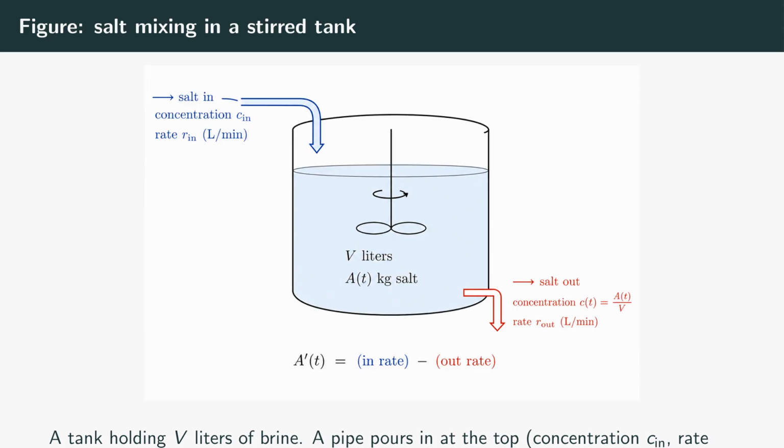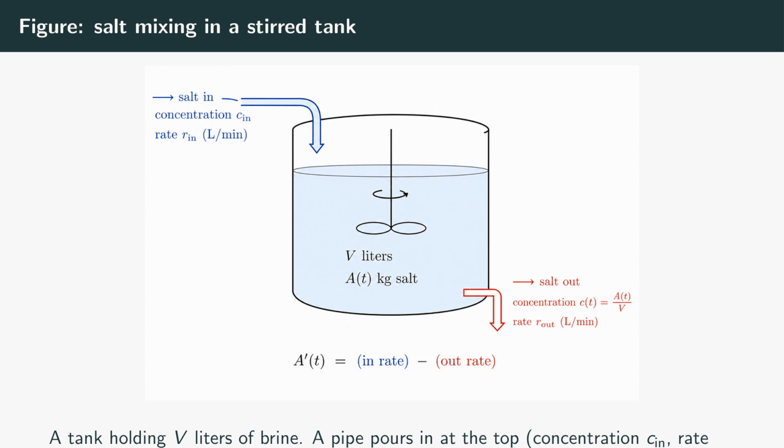Now the application that made this method famous, a mixing tank. Picture a tank holding some volume of salt water, brine. A pipe at the top pours in fresh solution at a known concentration and a known flow rate. A paddle keeps everything perfectly stirred so the salt is spread uniformly at every instant. A drain at the bottom lets the well-mixed solution flow out. We track the amount of salt in the tank, call it A of t.